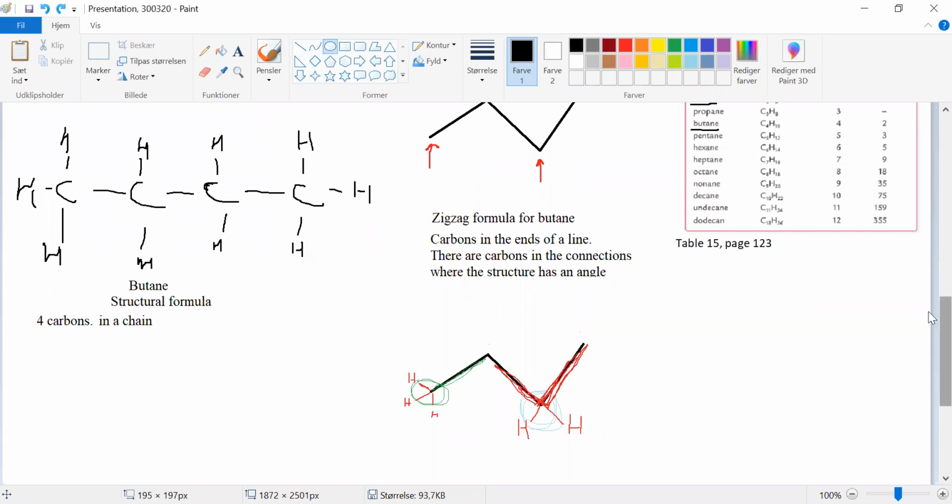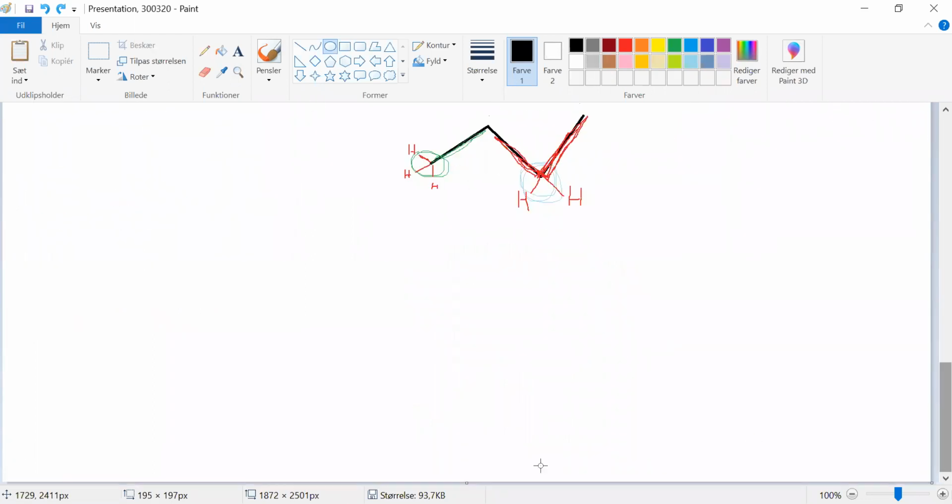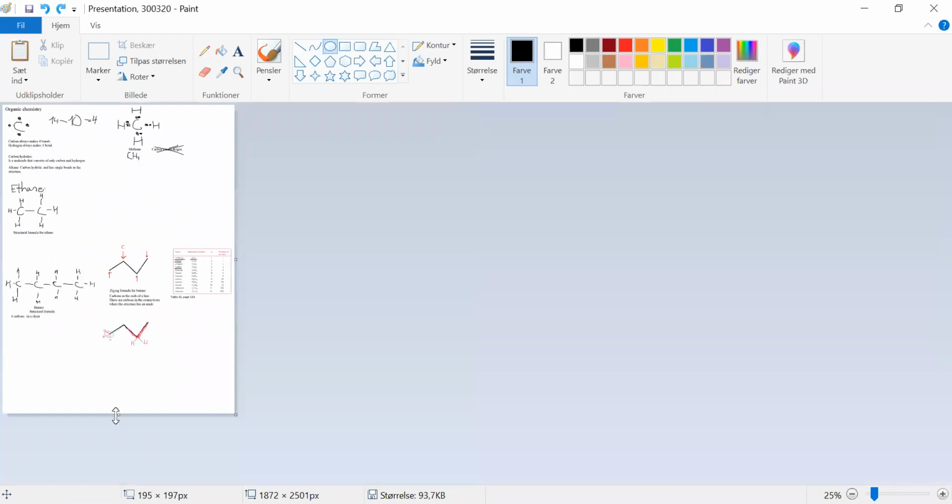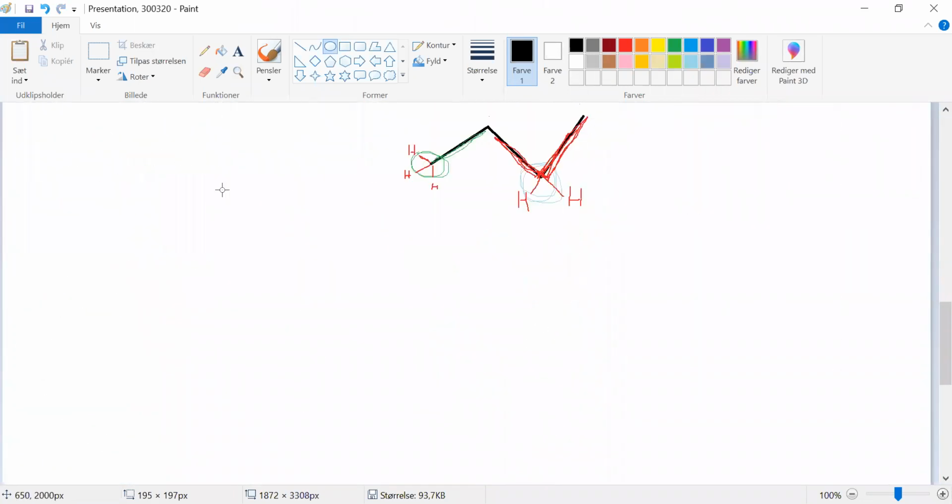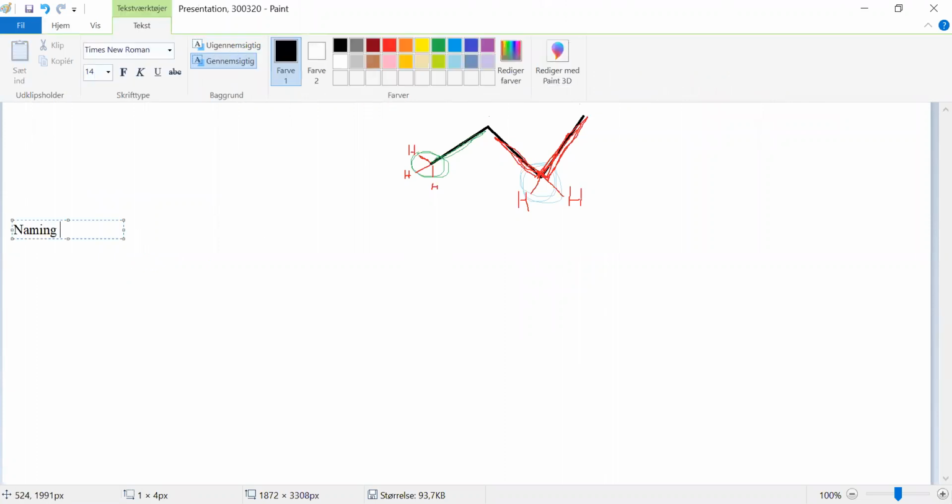Are there any questions for these zigzag formulas? Nope. So I can move on to the naming part of alkanes. Okay. So naming alkanes.